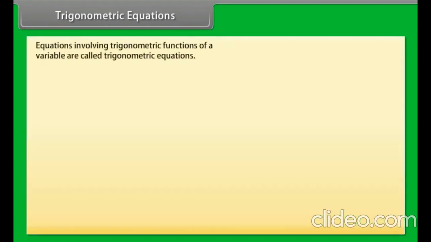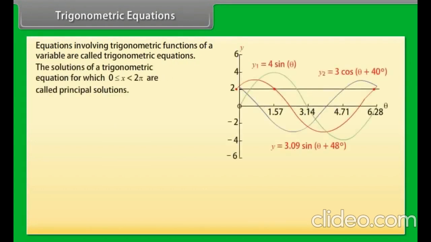Trigonometric equations. Equations involving trigonometric functions of a variable are called trigonometric equations. The solutions of a trigonometric equation for which 0 ≤ x < 2π are called principal solutions. The figure given below shows the trigonometric equations.